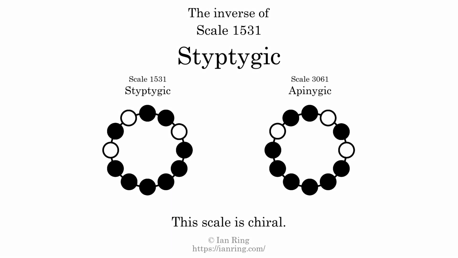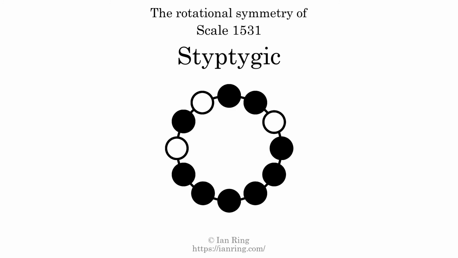The inverse of a scale is a mirror image. It is what you get when the sequence of intervals is reversed. The inverse of this scale is scale 3061, also known as Styptygic. This scale is chiral. It cannot transform into its inverse by rotational transformation. This scale has no rotational symmetry.